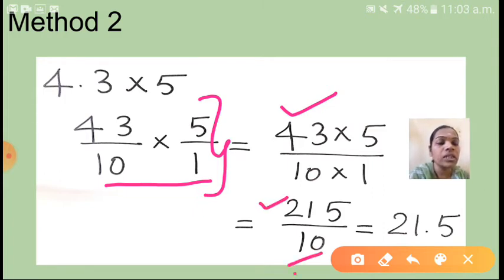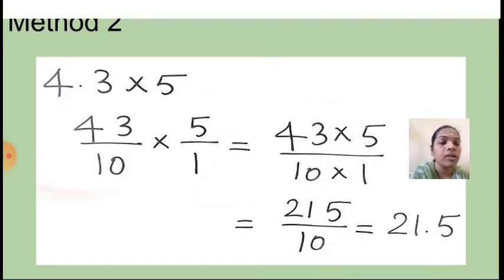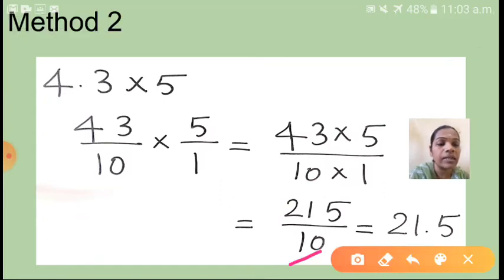So here, children, this is a fraction, and here you have to convert it into a decimal number. That means 21.5. Why 21.5? See here, children, in 215, the denominator has how many zeros? One zero. So you have to put a decimal point, that means 21.5. So always you have to count from right side to the left.